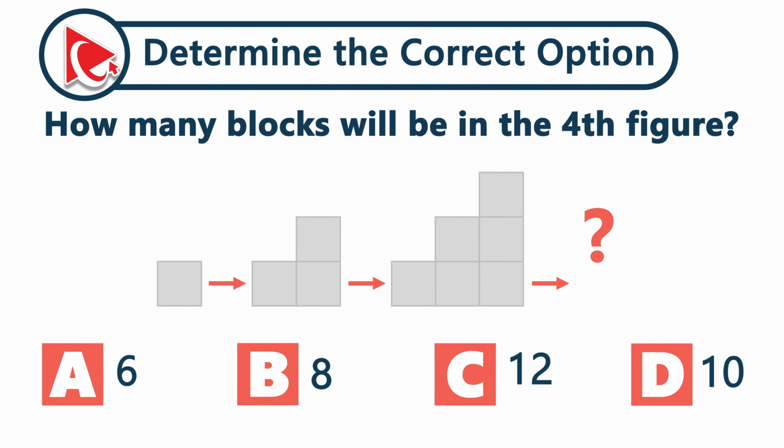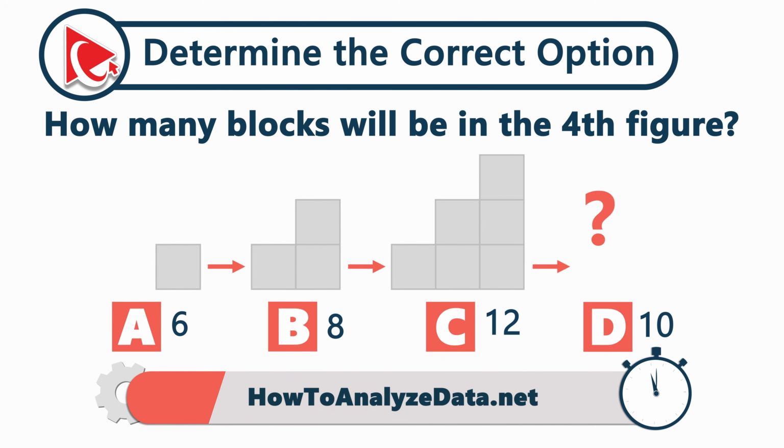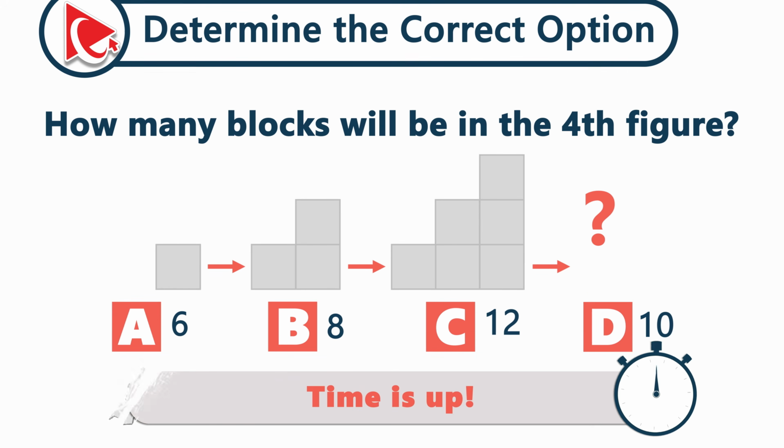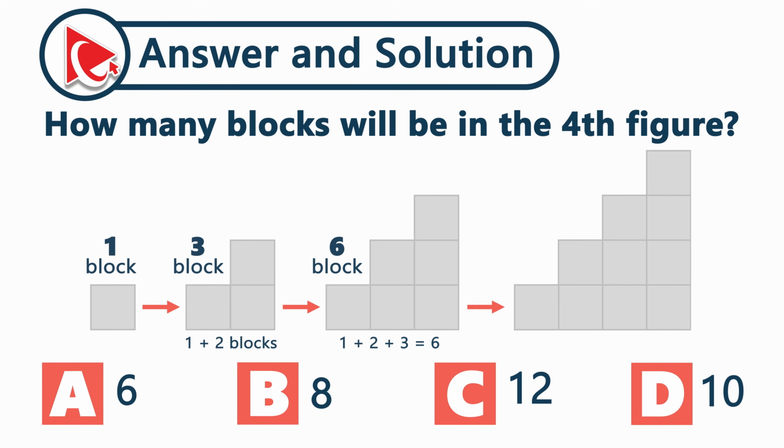Here's the visual riddle. How many blocks will be in the fourth figure? Watch closely. Each shape grows by adding a new row. First has 1 block, then 2 more, then 3 more. What's next? Yep, 4 blocks added to the pile.